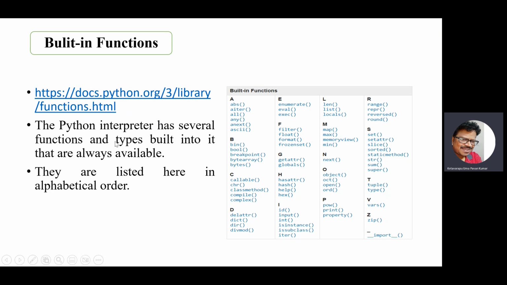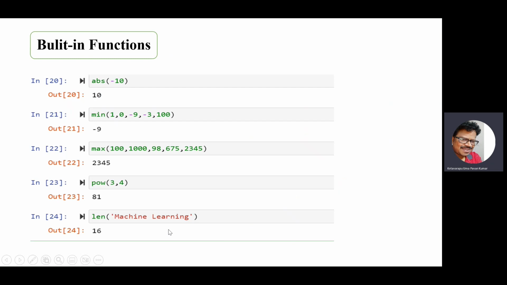So the Python interpreter has several functions and types built into it that are always available, and they are listed here in alphabetical order for the sake of understanding. Now, how can I make use of a built-in function?